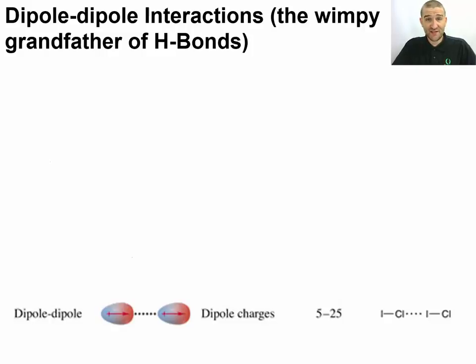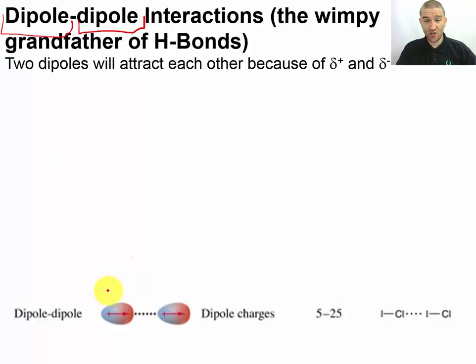Dipole-dipole interactions are telling us almost everything we need to know just in their name. It's telling us that we're going to have a dipole. Notice the hyphen is separating the idea from the next idea. The dipole is interacting with another dipole. And in the process, we're going to have a partial positive and a partial negative charge that are interacting with each other.